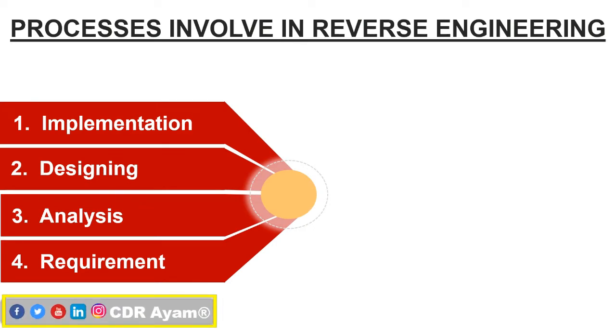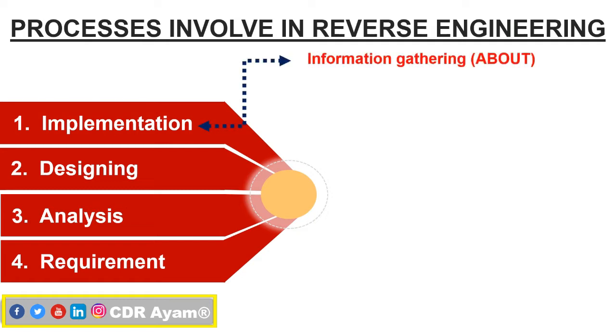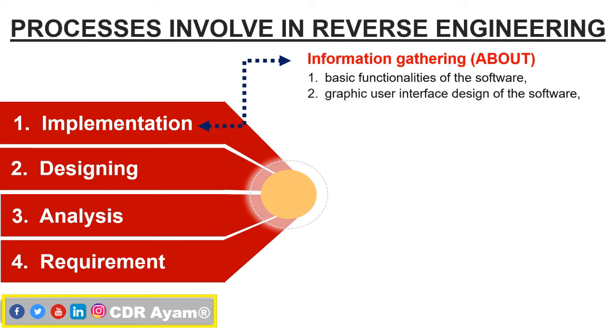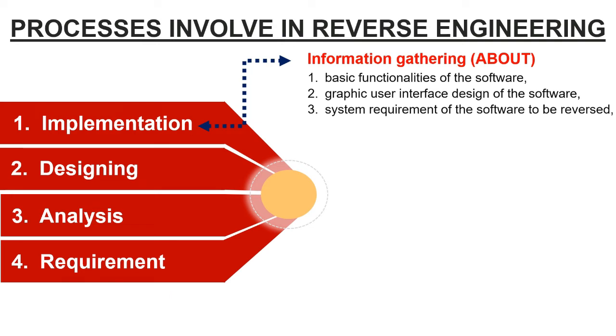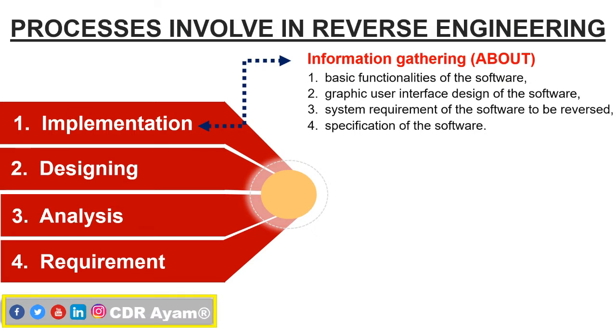The implementation phase, which is the fully developed software in reverse engineering, is the phase where information such as the basic functionalities of the software, the graphic user interface design of the software, the system requirements of the software, and the information regarding the specification of the software is gathered by observing and using the fully developed software. It's important to note that the outlined gathered information about a software to be reversed provides a software reverse engineer with an overview of what to expect during the reverse engineering process, and also provides the reverse engineer with a better understanding of the workings and the functionalities of the software that will be reversed.